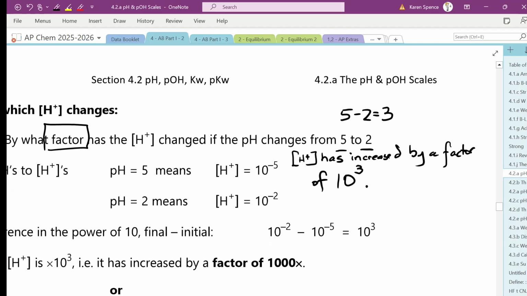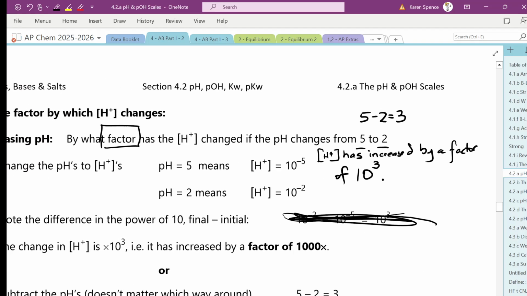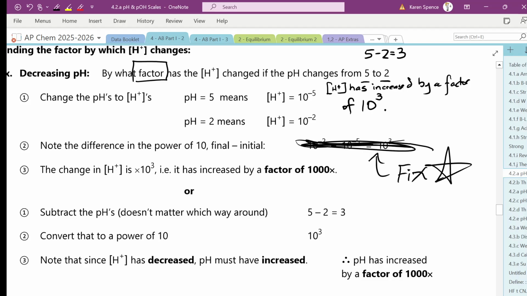This doesn't look right. Cross that out. That's wrong. I need to fix this. Get rid of that. Basically, you just subtract the pHs, convert that to a power of 10, and then you have to think. pH went from higher to lower, so H went from lower to higher. Okay, and then you say it increased.